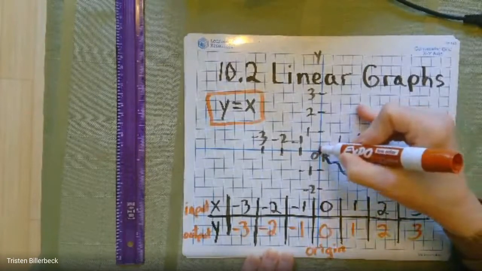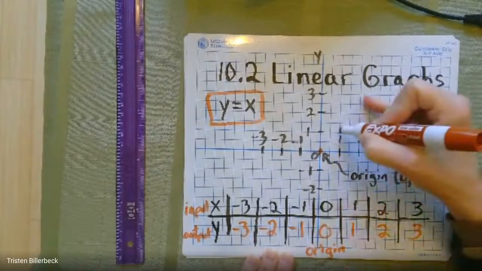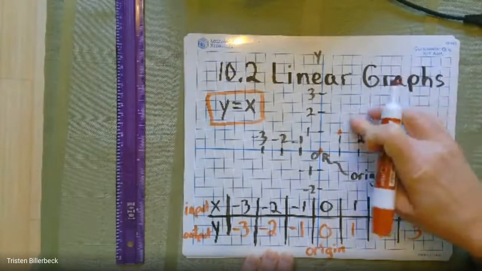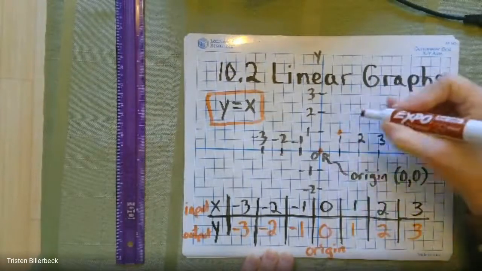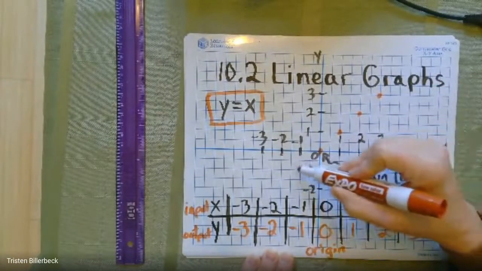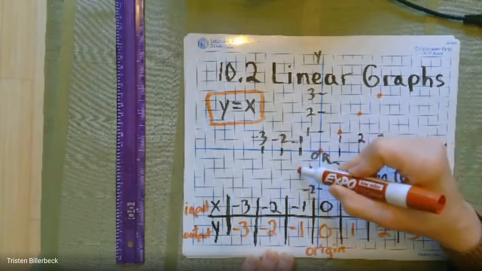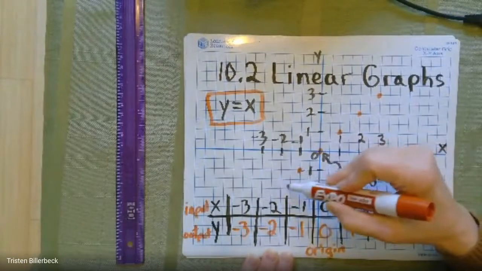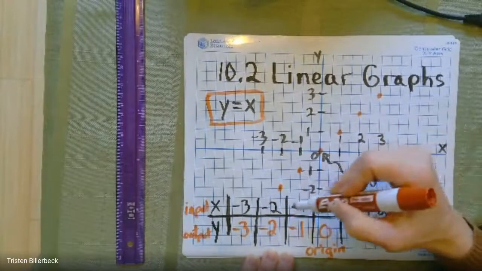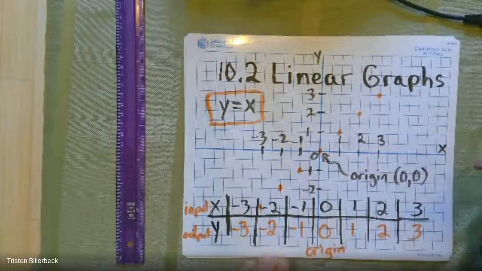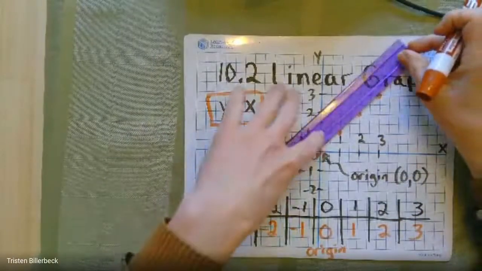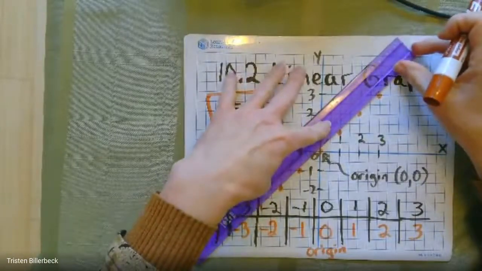So we know we have the origin. So we also have 1, 1, 2, 2, 3, 3 up here. And then we had -1, -1, -2, -2, and -3, -3. Let's see, that one was right there. Okay, if we did it all right, they should all be on a line because that's a linear equation. So now we can draw a line.